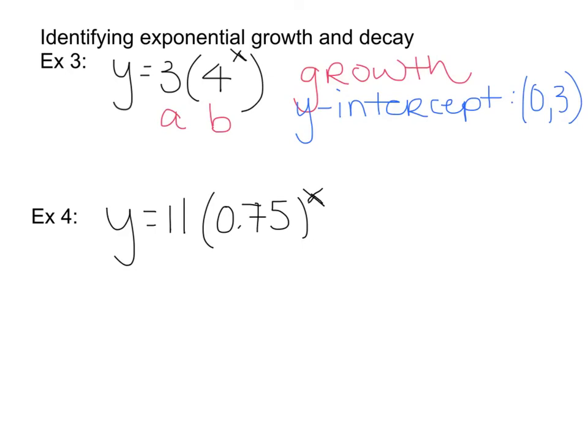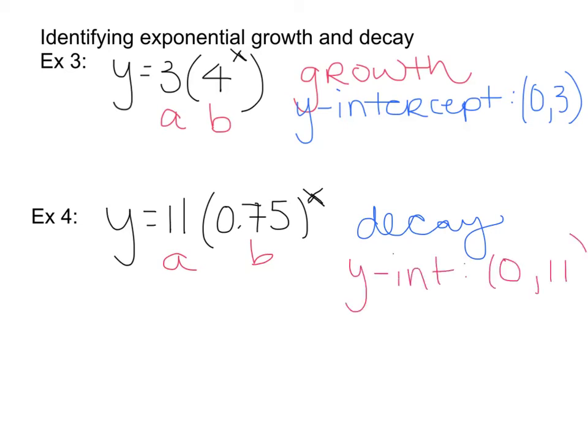Example 4, we're given 11 times 0.75 to the x power. Again, b is always what has the exponent. So since b is 0.75, this is exponential decay. The y-intercept is 0, a, so it's 0, 11.